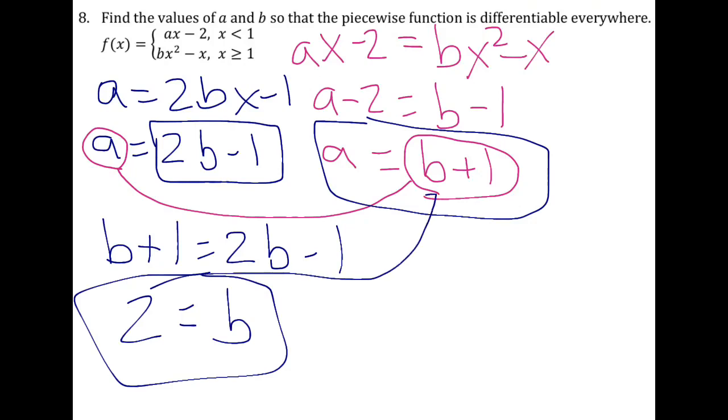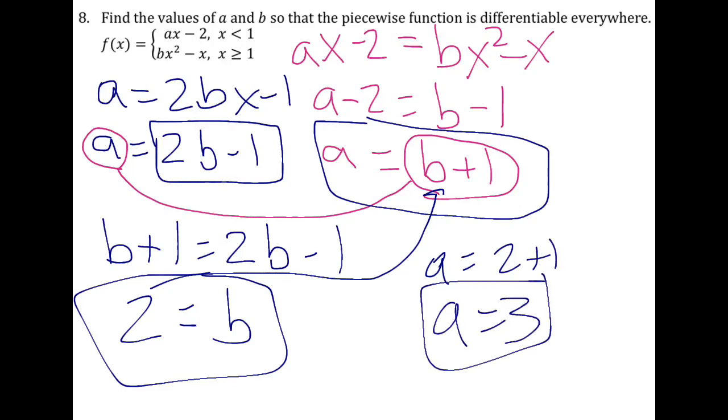So I'm going to take that 2 and plug it in there to get a equals 2 plus 1 is 3, so a is 3. If we wanted to, we could plug it in there as well and get 2 times 2 is 4, minus 1 is 3. Either way, a is 3.